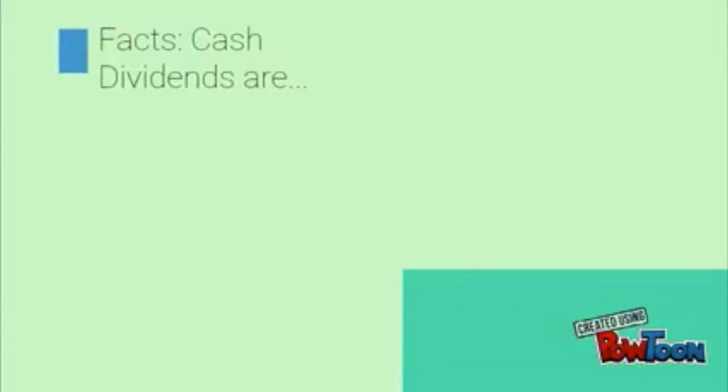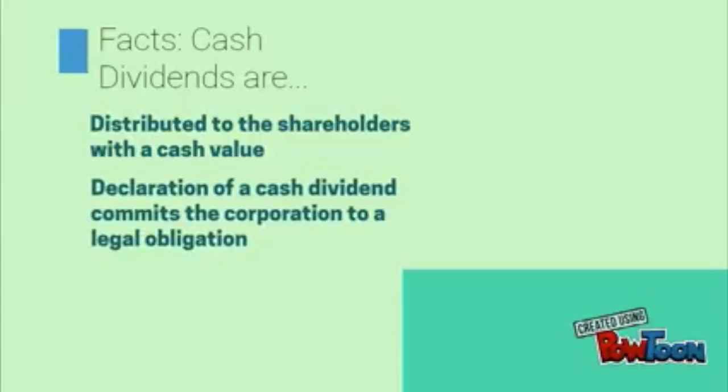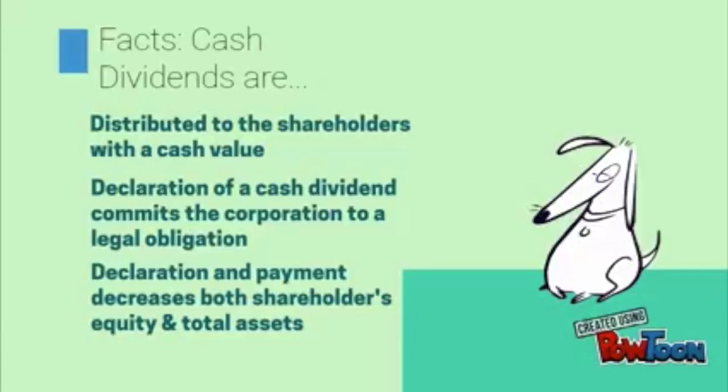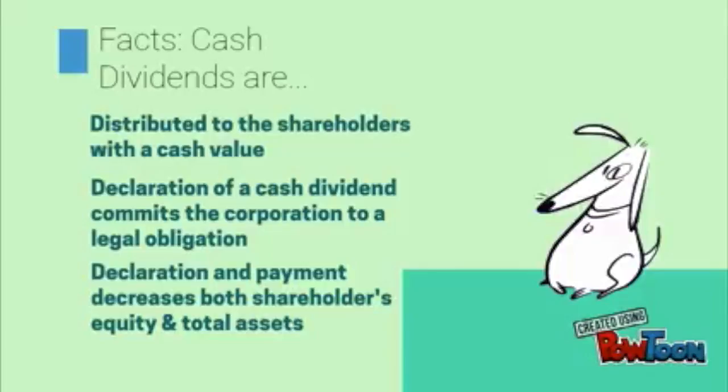Here's some facts. Cash dividends are distributed to shareholders with a cash value. A declaration of cash dividend commits the corporation to a legal obligation, and the declaration and payment decreases both shareholders' equity and total assets.